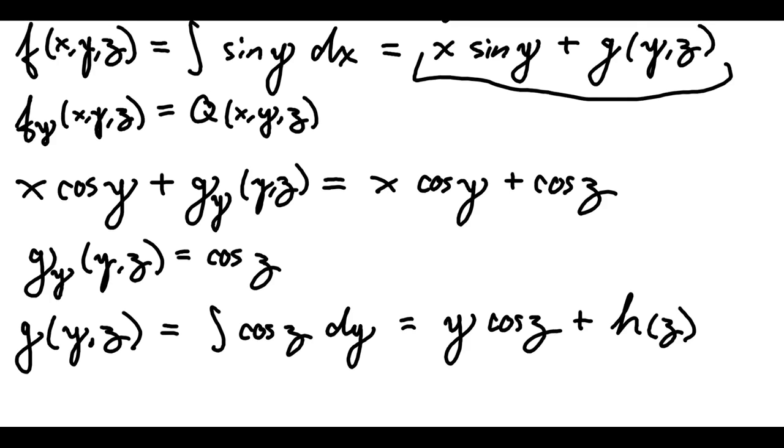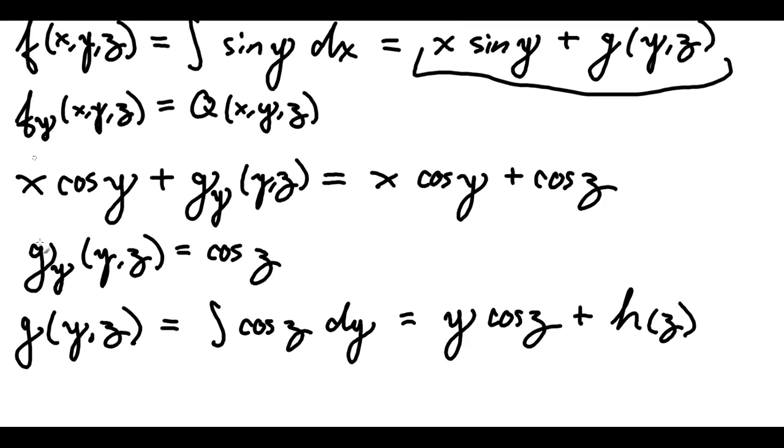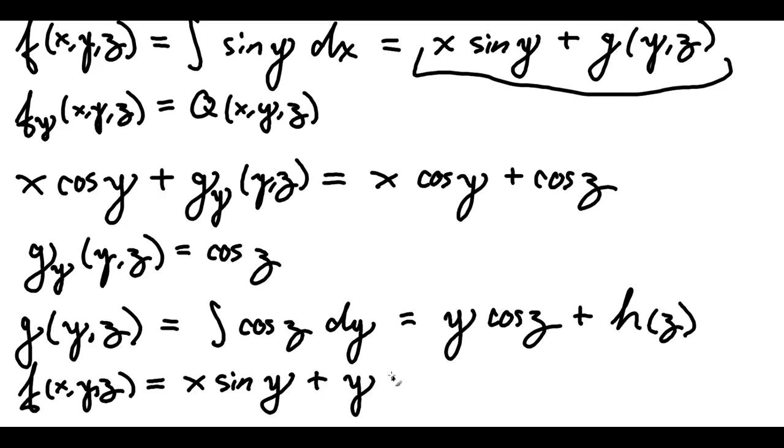All right. So now we're starting to fill out a little bit more. We had this general form for f. Let's go back and plug in what we know now. Small f of x, y, and z is equal to x sine y plus g of y and z. But we now know that g is equal to y cosine z plus some function h that only depends on z. Progress.